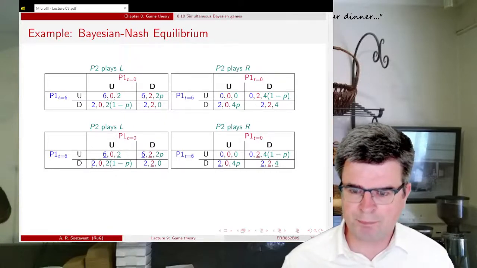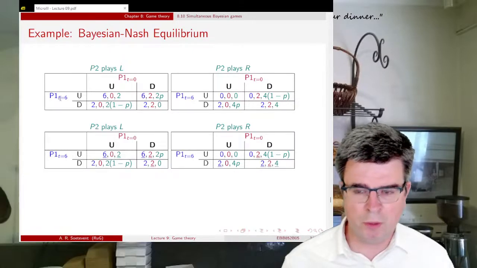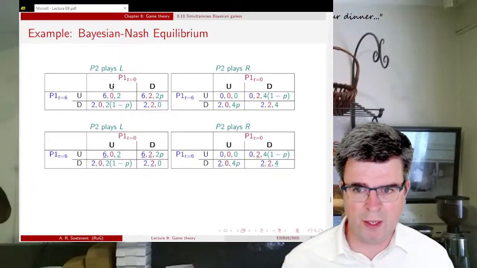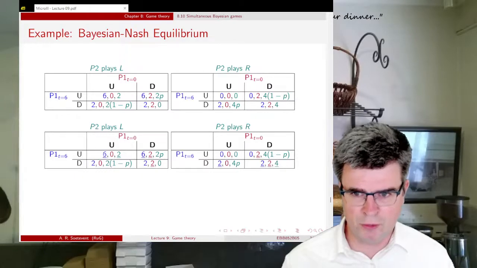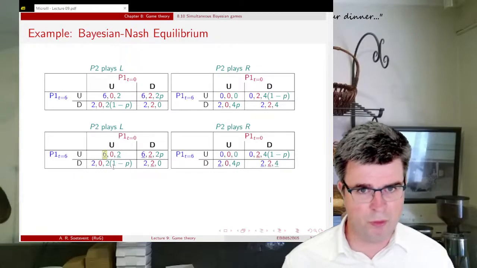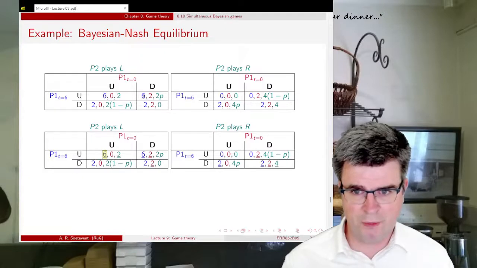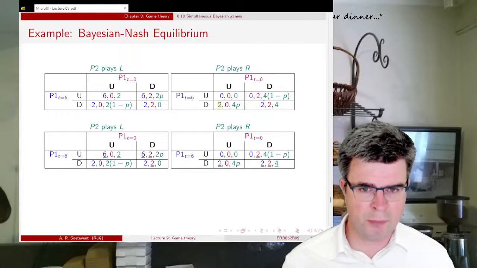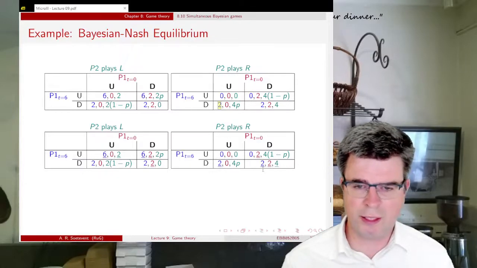So for example, player 1 of type t is 6, given that player 2 plays L and player 1 of type t is 0 plays up, needs to decide, okay, what is optimal for me to do, up or down. Up gives me a payoff of 6, down a payoff of 2, so it's optimal for me to play up. And also here 6 is more than 2, so it's optimal to go for up. If player 2 plays right, it's optimal for me to play down. So there's a line here.